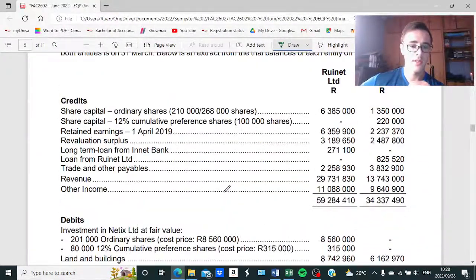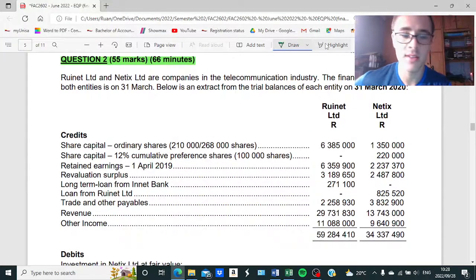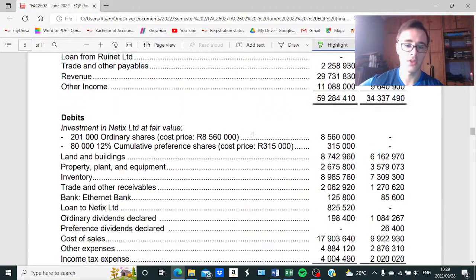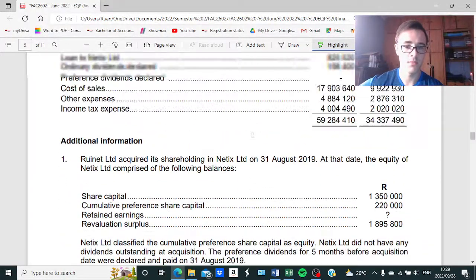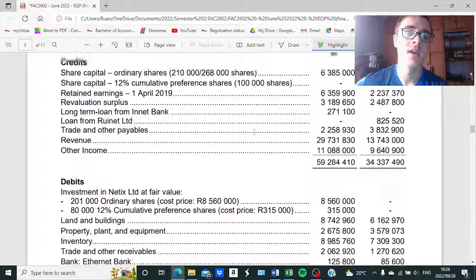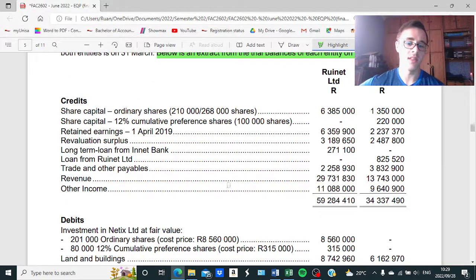Okay, so let's start with the information given. So Runette Limited and Netix Limited are companies in the telecommunication industry. The financial year end of both entities is on the 31st of March each year, and below is an extract from the trial balances of each entity on the 31st of March 2020. Okay, before we start with additional information, let us see if we can work out the percentage interest of the parent in the subsidiary that we will use in our analysis of owner's equity, both for ordinary share capital as well as preference share capital.